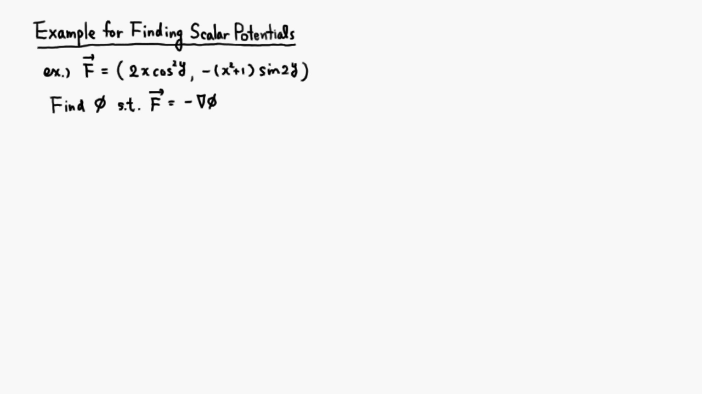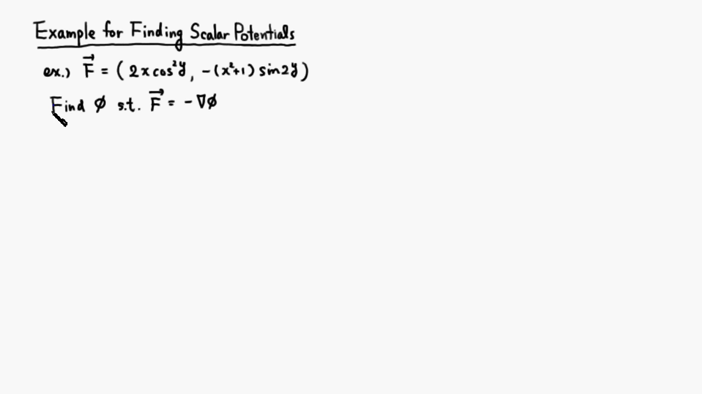Alright, let's look at an example for finding scalar potentials. Let's say a force field is given to be 2x cosine squared of y, comma, negative quantity x squared plus 1 sine of 2y. Alright, so let's do that.